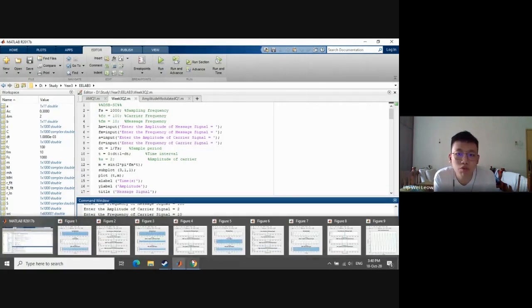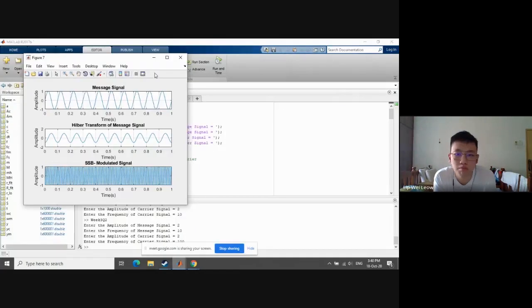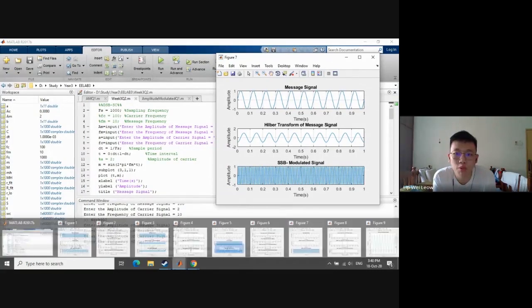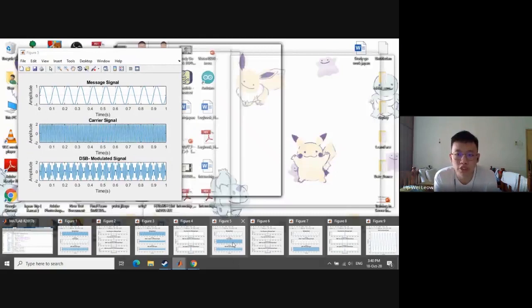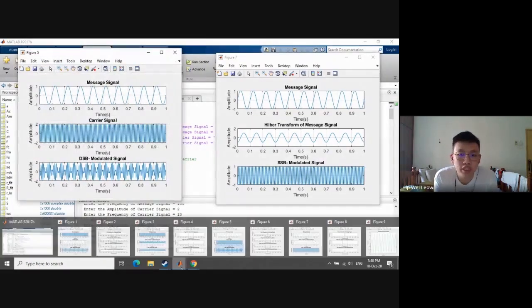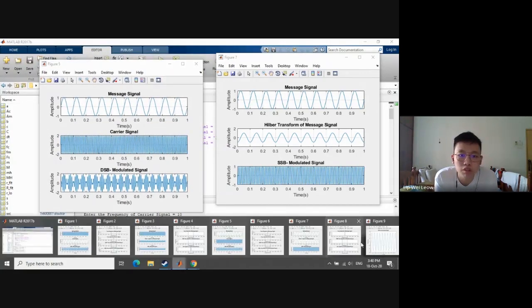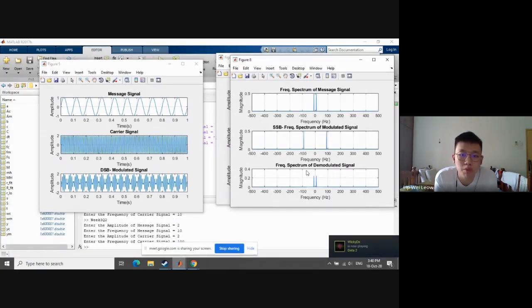And then we also use the SSB modulation with Hilbert transform signal. We found that this transmission uses less power and requires smaller bandwidth compared to amplitude modulation and DSB modulation. As we can see, only one sideband is transmitted, shown in the frequency spectrum. This one is for the SSB modulation. Yeah, only one sideband is transmitted.